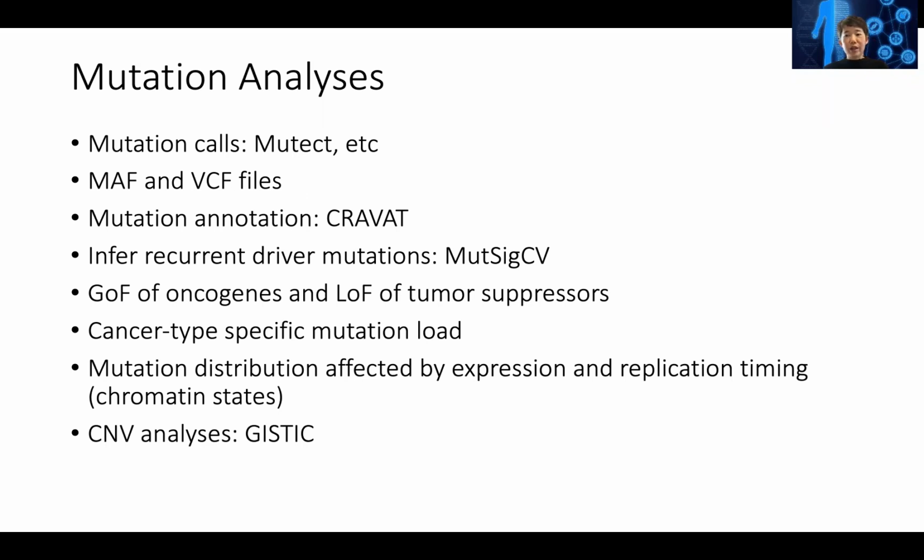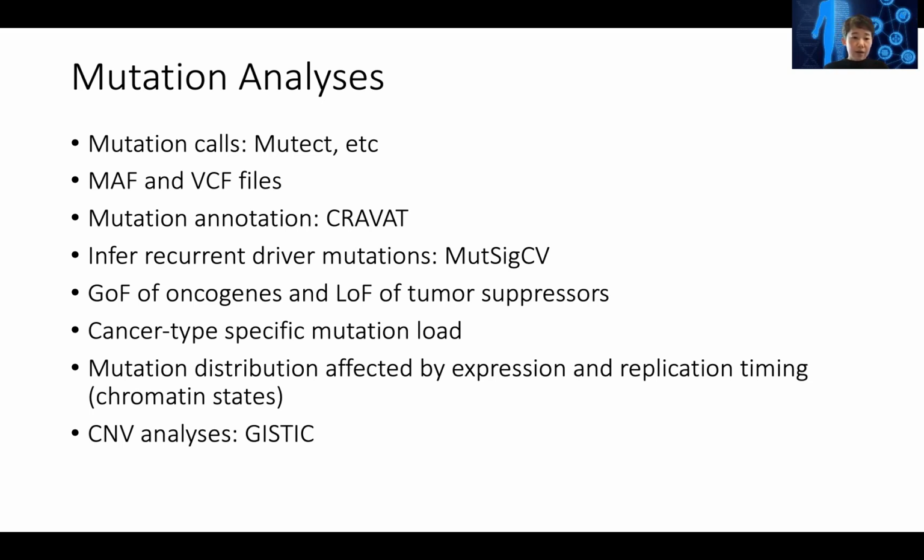And we showed you in the course some of the features of oncogenes versus tumor suppressors. What do their mutation patterns look like? What do their expression patterns look like? And what do their copy number variation patterns look like? And sometimes you can also see cancer type specific mutation patterns or mutation load.